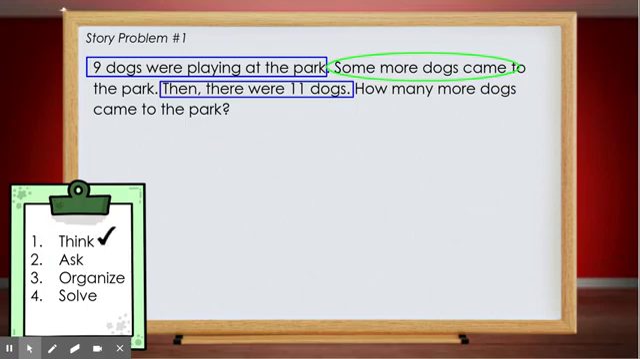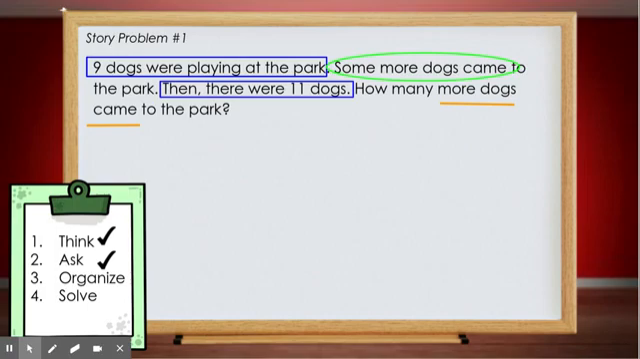Now that I thought about the problem, I'm going to ask myself, what is the question for us? Here it says, how many more dogs came to the park? So that tells me that we're solving for the green unknown number. If you notice the circled green number. Now I'm ready to solve by using my organization of a tape diagram.